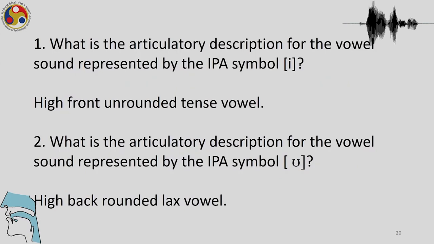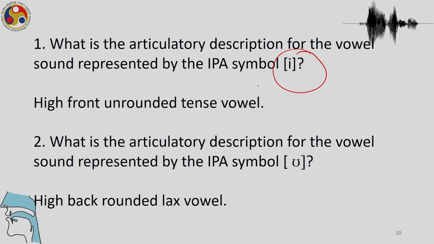Now, when we are asked to describe vowels, how are we going to describe them? We are going to use the characteristics that we just mentioned. So what are these? Suppose the question is, what is the articulatory description of the vowel sound represented by the IPA symbol E?